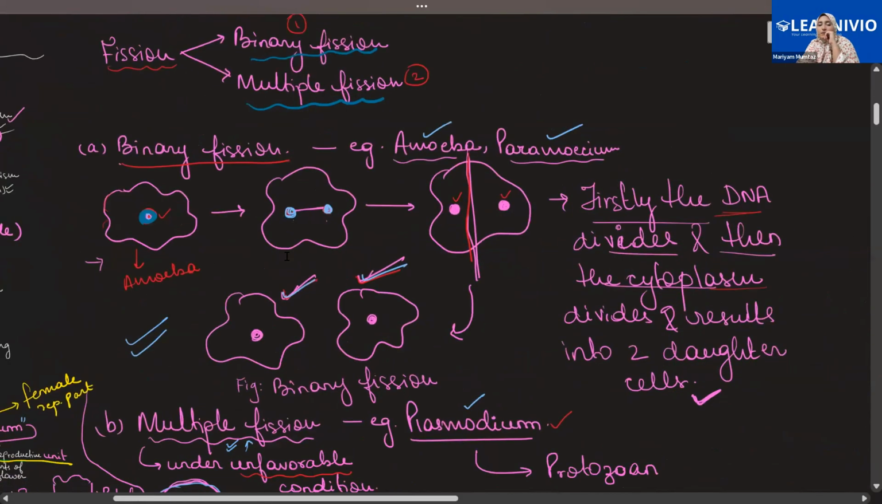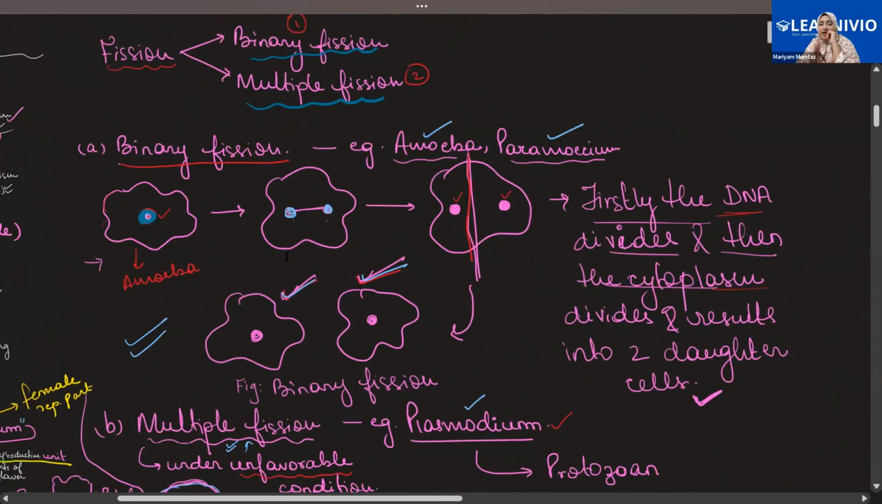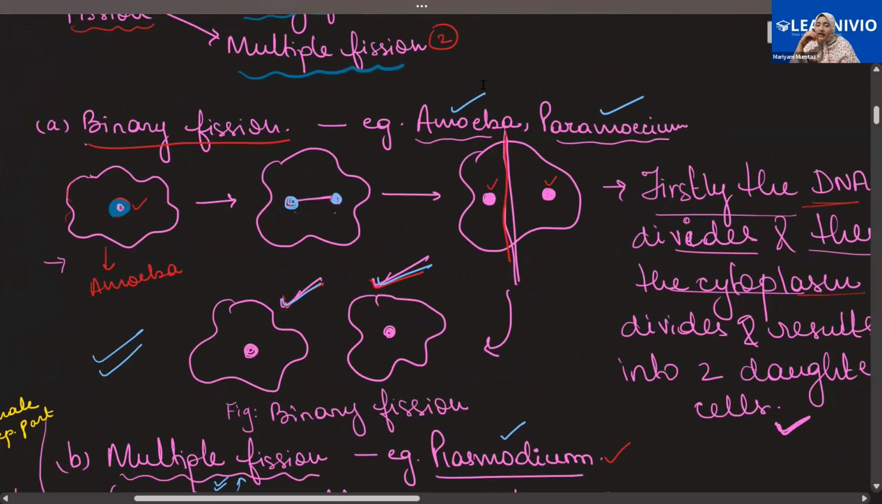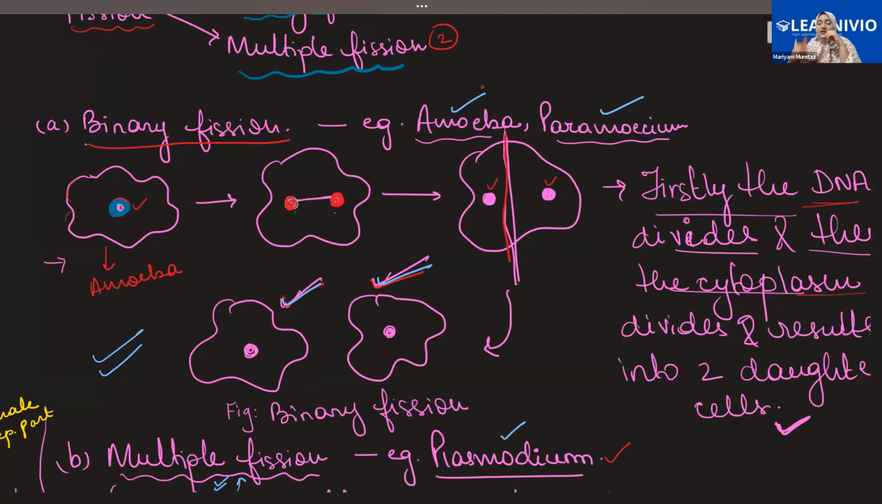Now, binary fission is the one in which, first of all, the genetic material, meaning the DNA, divides. Okay, and then the cell will divide. So first the DNA will divide, it will start reaching towards the opposite poles, and then it will split into two. Then the cell will divide, resulting in the formation of two daughter cells. So this is binary fission. Very commonly it takes place in the case of amoeba and paramecium.